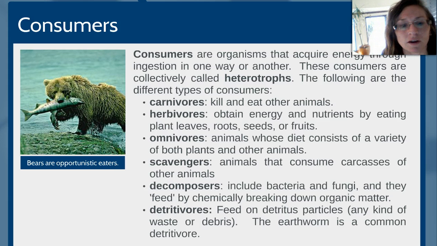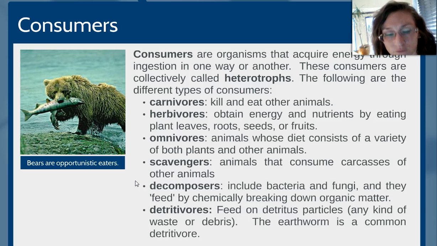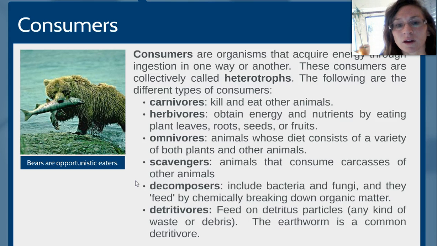Now I have a picture over here of a bear, and you can see that he has a fish in his mouth. Now bears are opportunistic eaters. They're going to get and eat whatever they can find. So they're actually considered omnivores because they'll eat berries, vegetation, insects, fish, as you can see there, sometimes other small mammals. They kind of just take whatever they can get their hands on.